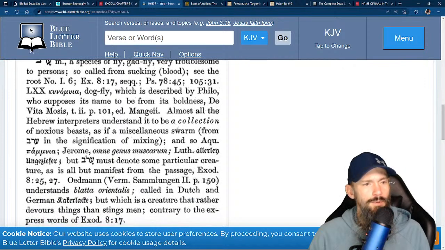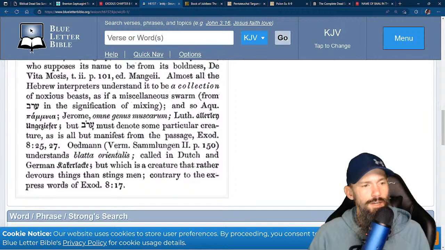Almost all Hebrew interpreters understand it to be a collection of noxious beasts, as if a miscellaneous swarm, from the signification of mixing. And so Aquila, Jerome, Luther, but this Hebrew word must denote some particular creature, as is all but manifest from the passage. Odeman understands Blatta orientalis, called in Dutch and German, whatever that is, but which is a creature that rather devours things than stings men, contrary to the express words of Exodus.